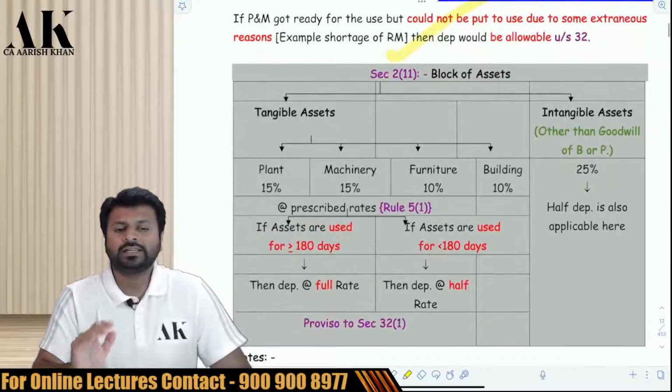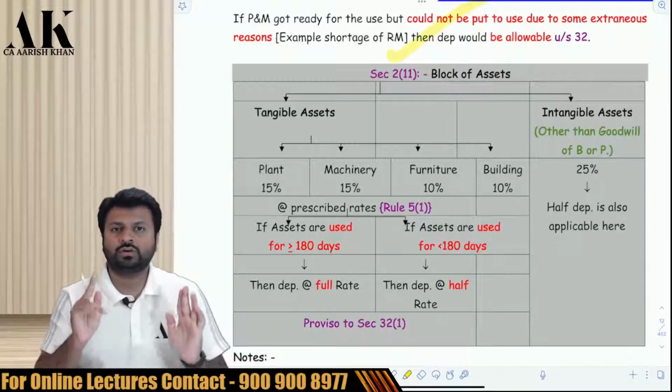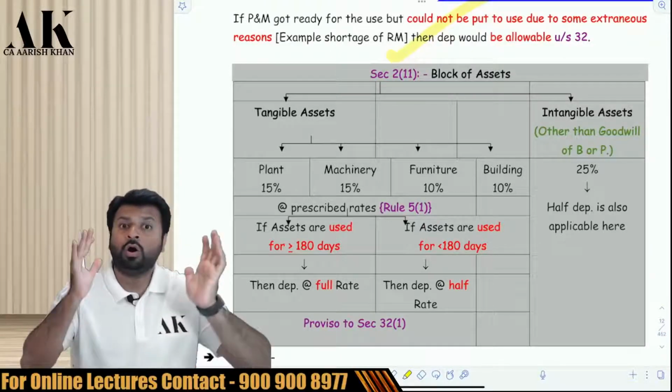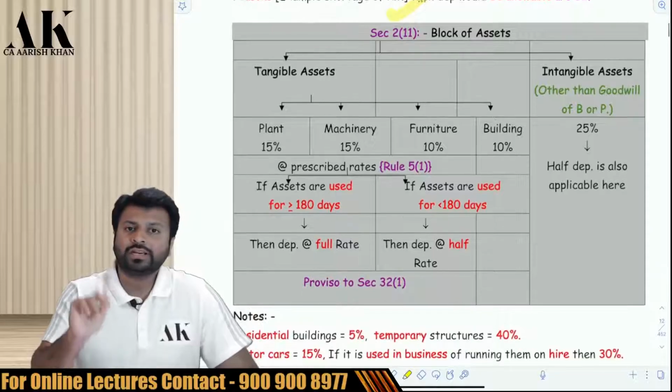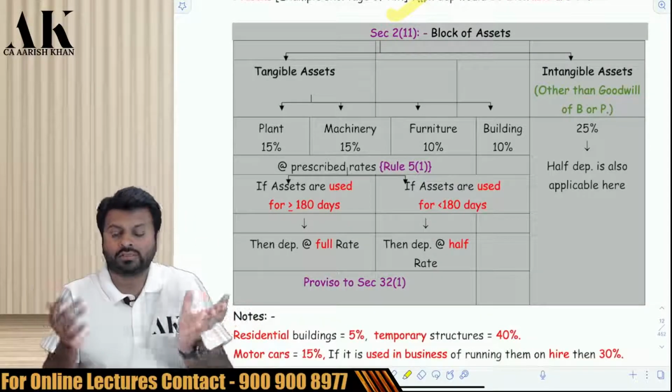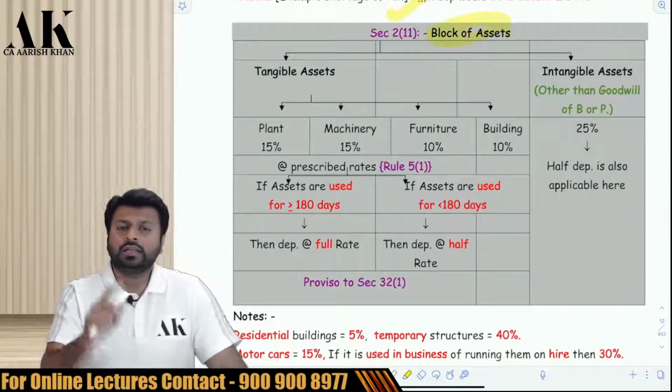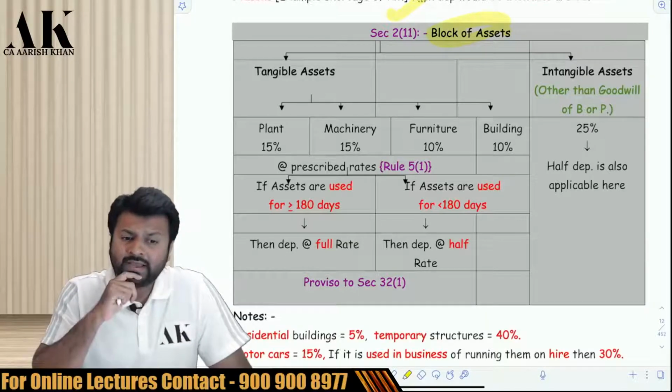Now, under income tax law, under section 32, subsection 1, clause 2, you get the depreciation on a block, not on a single asset. You do not get depreciation on a single asset, but you get it on a block of assets. So what is a block? The term block is defined under section 2, clause 11 as what?